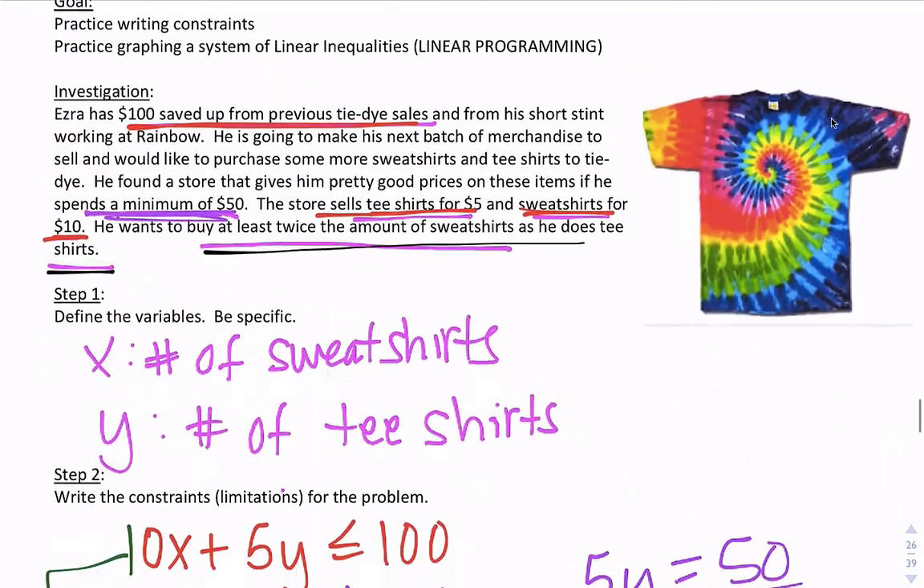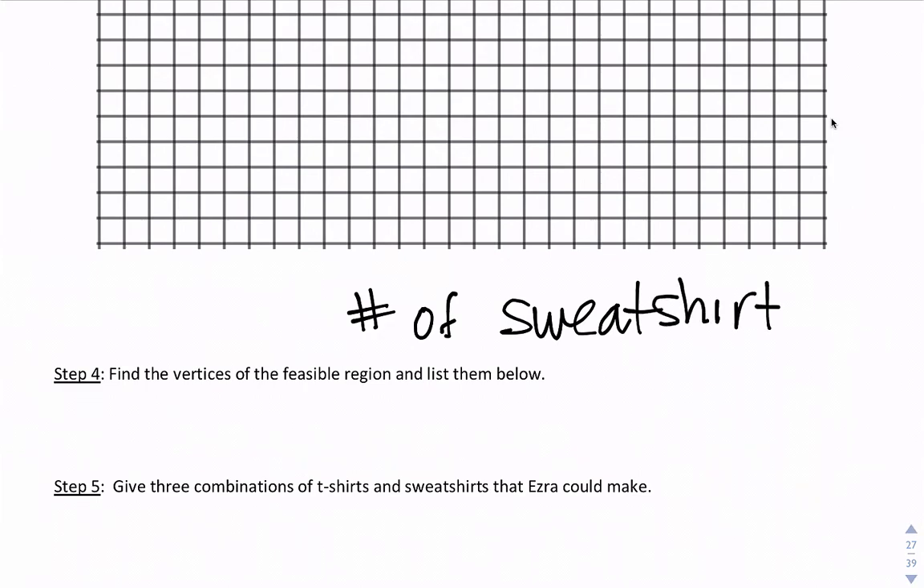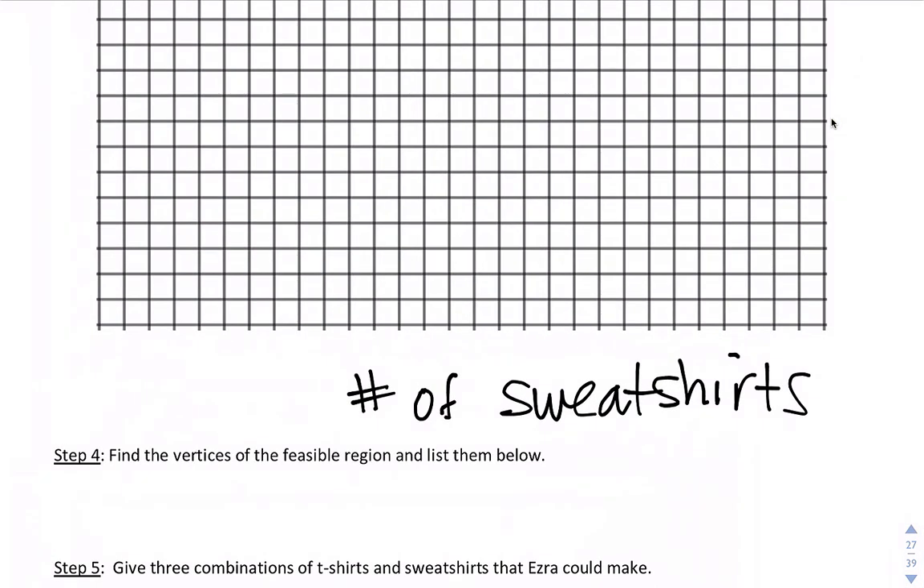Let's look at how we label these. So x is the number of sweatshirts. So I'll write that number of sweatshirts. And then y will be the number of t-shirts. So let's do y, number of t-shirts.